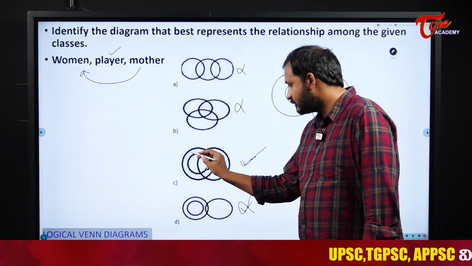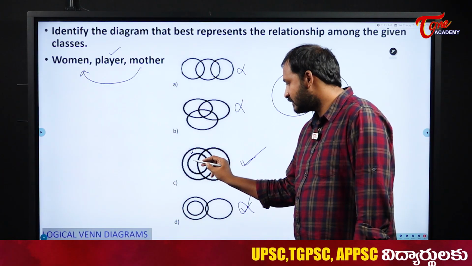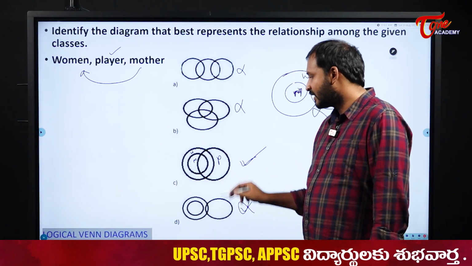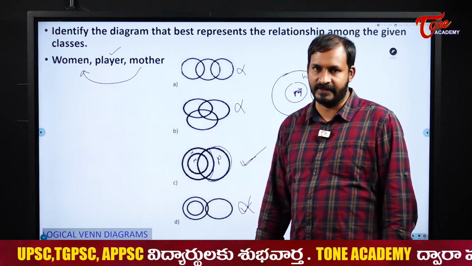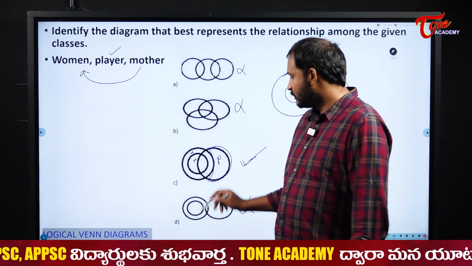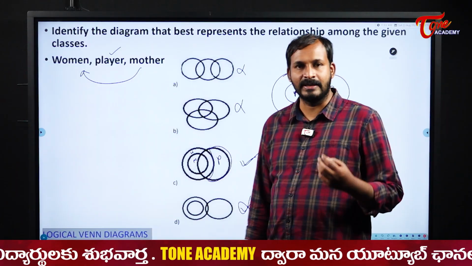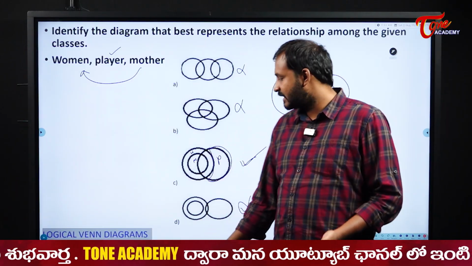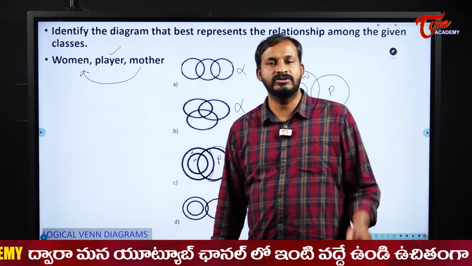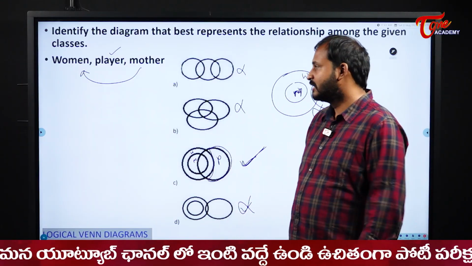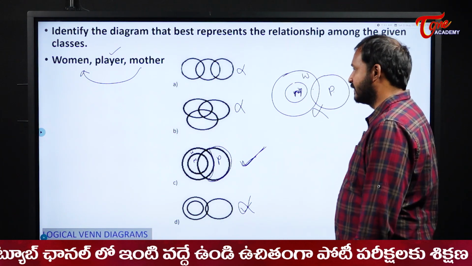See, women, mothers and players. And sir, what is this portion? It means male players or the other gender players. Understood? So women, mother and players. There are some mothers who are still players. That is the reason we can write our answer as option C here. So choose the best one. We will write our answer as option C.